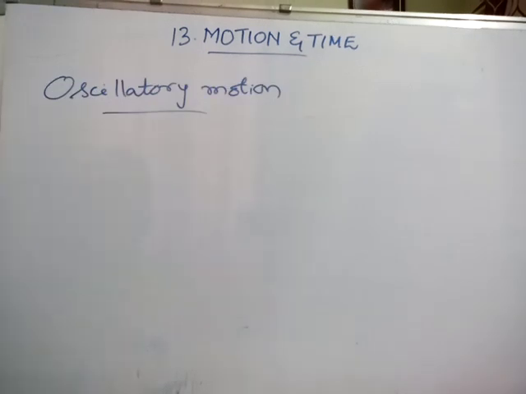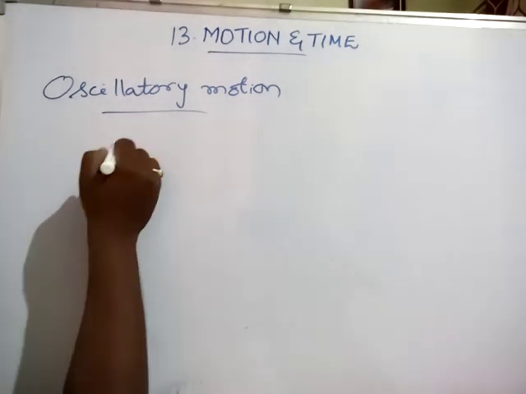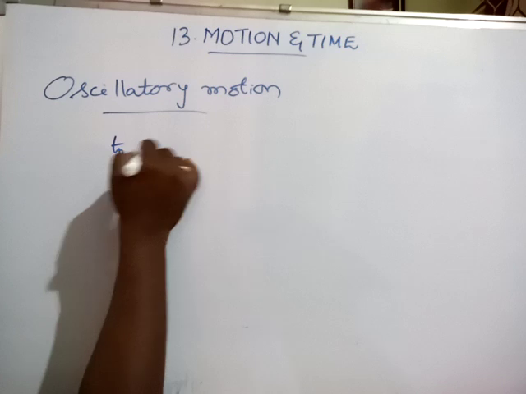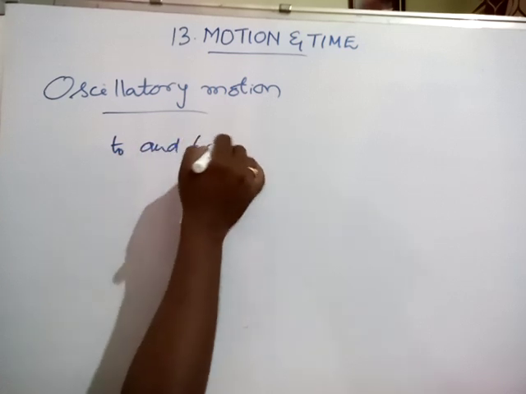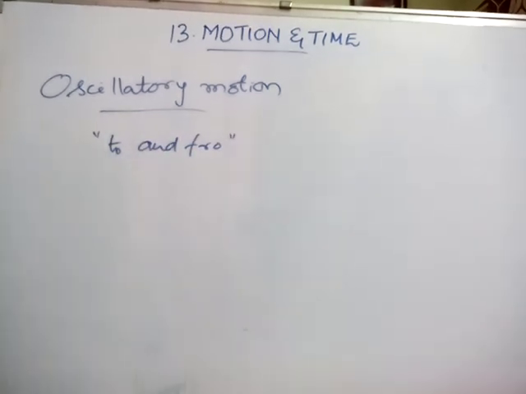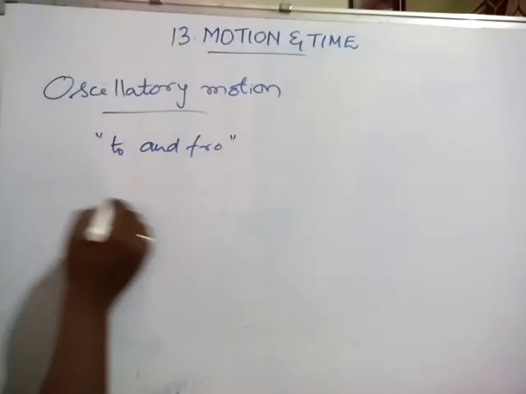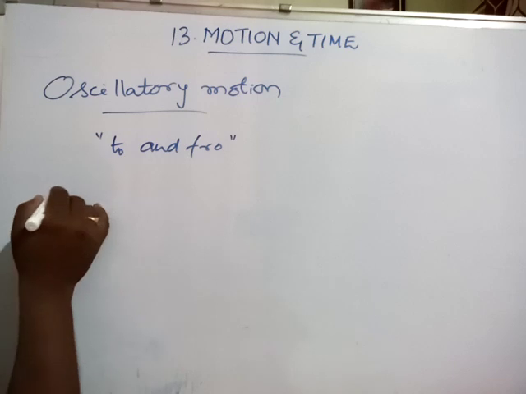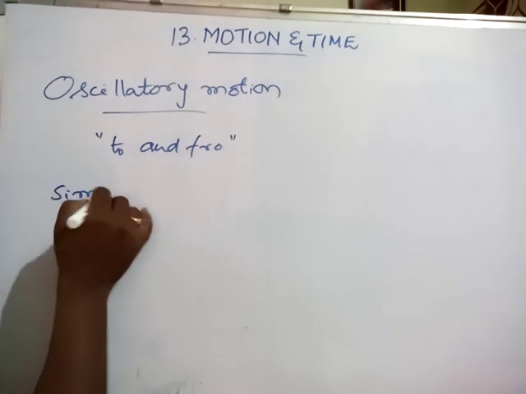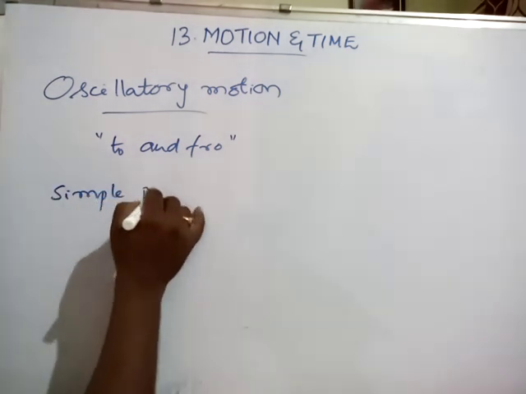Oscillatory motion is one type of periodic motion. In this we can observe to and fro motion, that means front and back. For this example, we can observe the pendulum or simple pendulum.